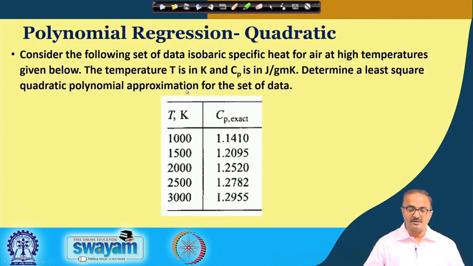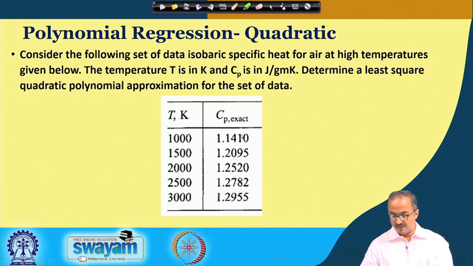Here again we are given a set of specific heat as a function of temperature, and this is given for high temperature and the same air. In the last problem it was at low temperature, this is for high temperature, and again we find that temperature is in terms of Kelvin and the specific heat is in terms of joule per gram per Kelvin. Now we have been asked to find the least square quadratic polynomial.